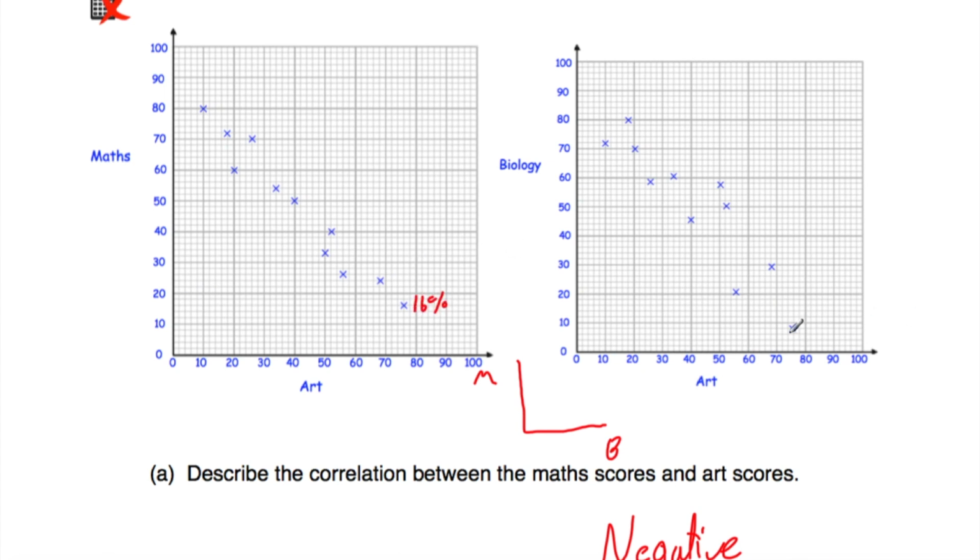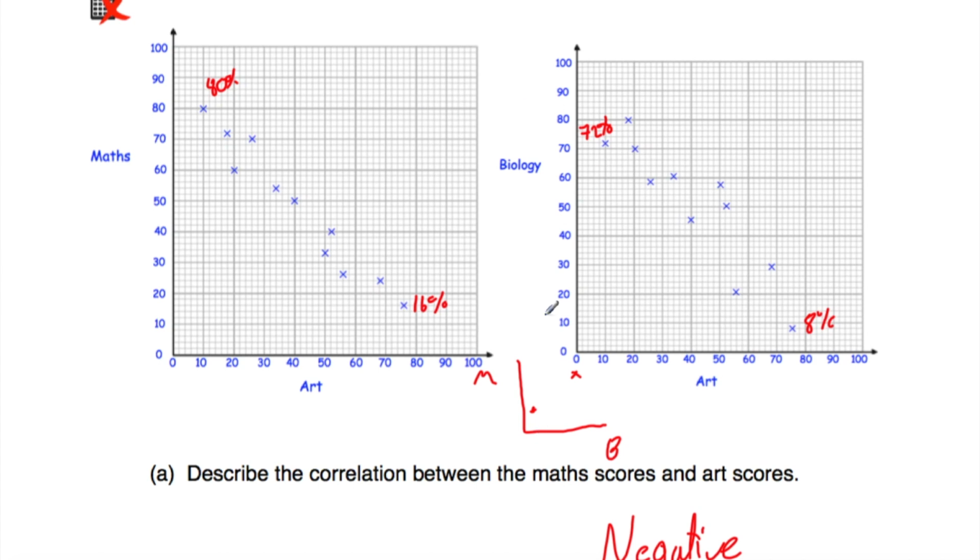And then if we look at their biology, they scored again in art, they got 76%. So this is the same student here. And in biology, they scored 8%. So that's 8% in biology and 16% in maths, so that would be down there somewhere. Whereas if we looked at this student over here, they scored 10% in their art and then they got 72% in biology. The same student in maths got 80%. So they got 72% in biology and 80% in their maths, so they're up there somewhere.